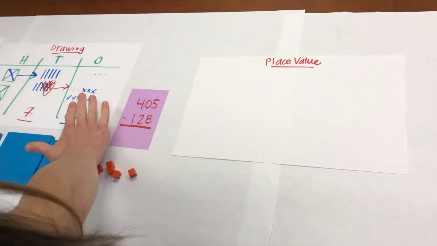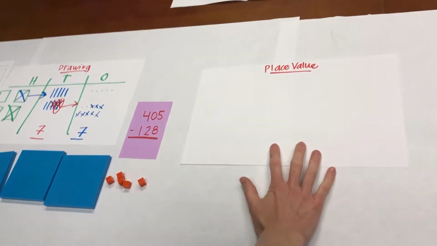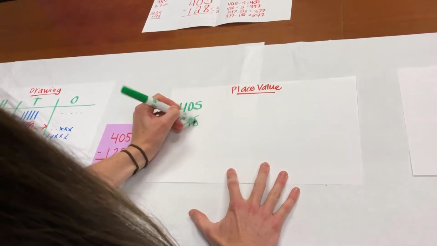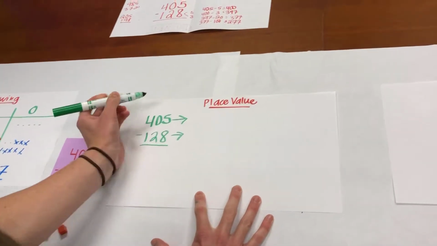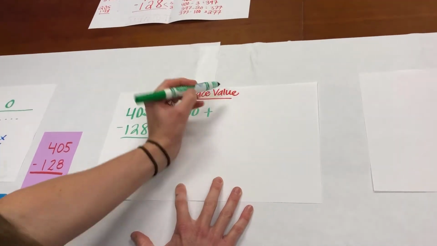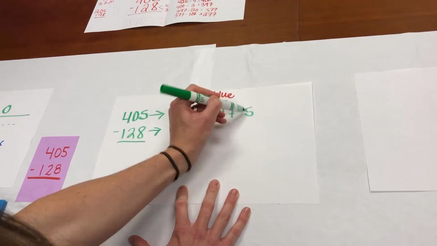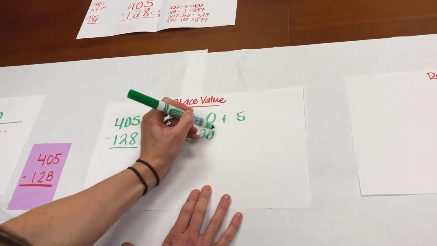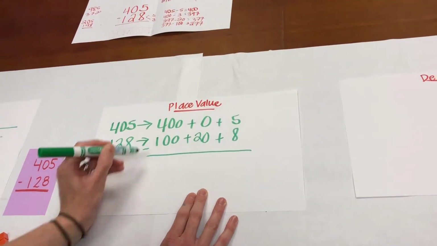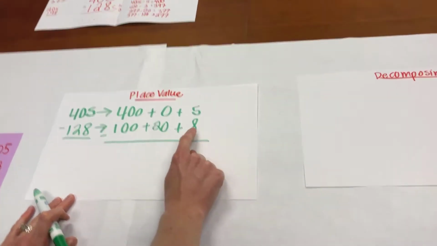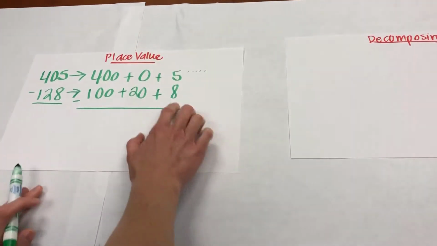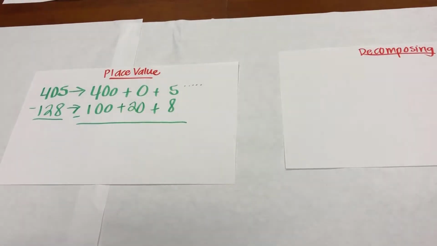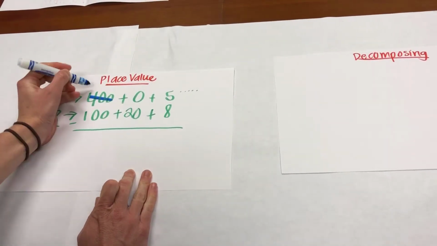Okay, so now we're going to connect the drawings to the place value, which is going to be a more abstract strategy. So we'll take 405 minus 128. We will expand by place value. So 400 is worth 400, 0 tens is worth 0, and 5 ones is worth 5. 100 is worth 100, 2 tens is worth 20, and we have 8 ones. So when we begin from the ones place, we see that we have 5 ones and that we need 8. We have no tens to take away, so we know that we must borrow from the hundreds. So we're going to take an entire 100 away.